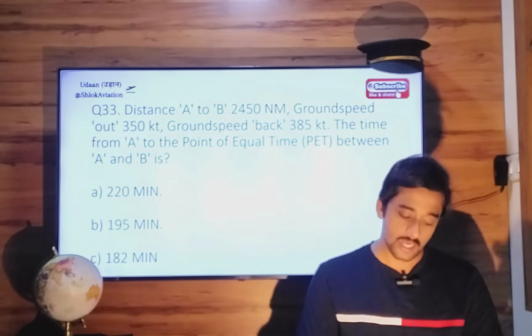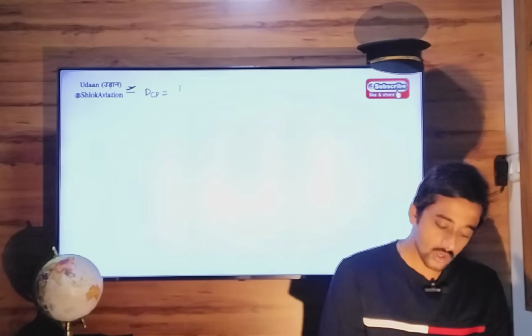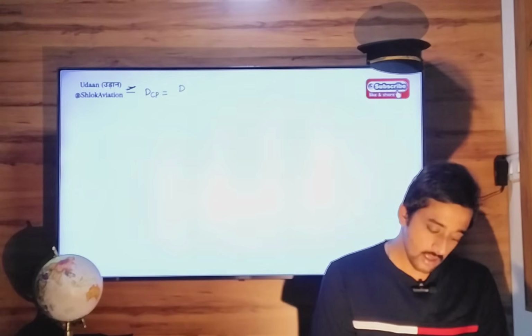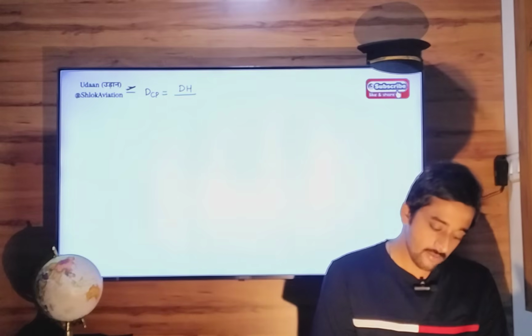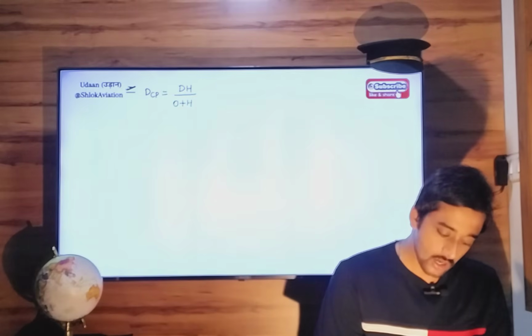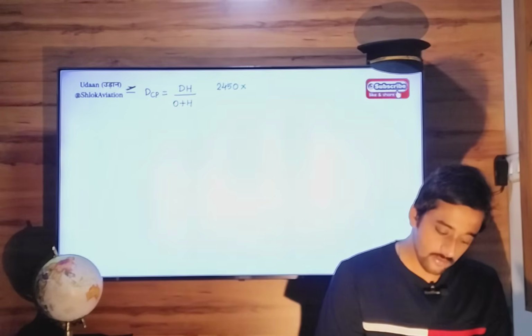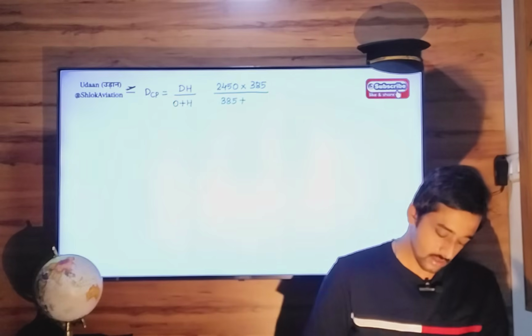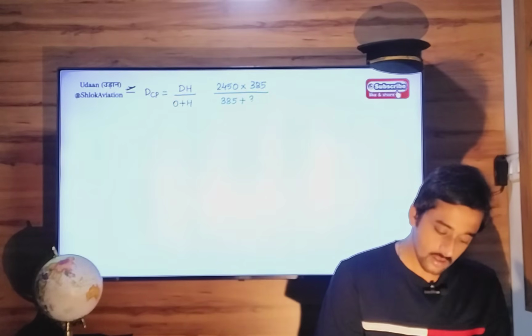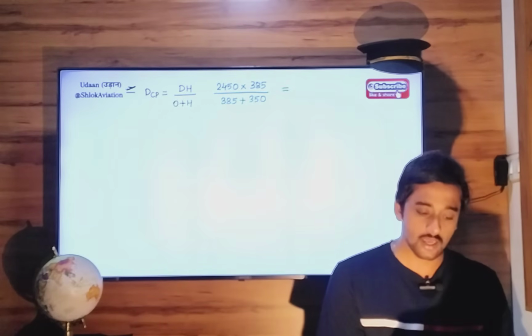Distance A to B, outbound speed, homebound speeds are given. The time from point A, departure to the point of equal time is how much? So, distance to critical point equals total distance between departure and destination multiplied by homebound speed divided by outbound plus homebound. Total distance between them is 2450 multiplied by homebound speed 385 divided by 385 plus 350. So 385 plus 350 is 735.